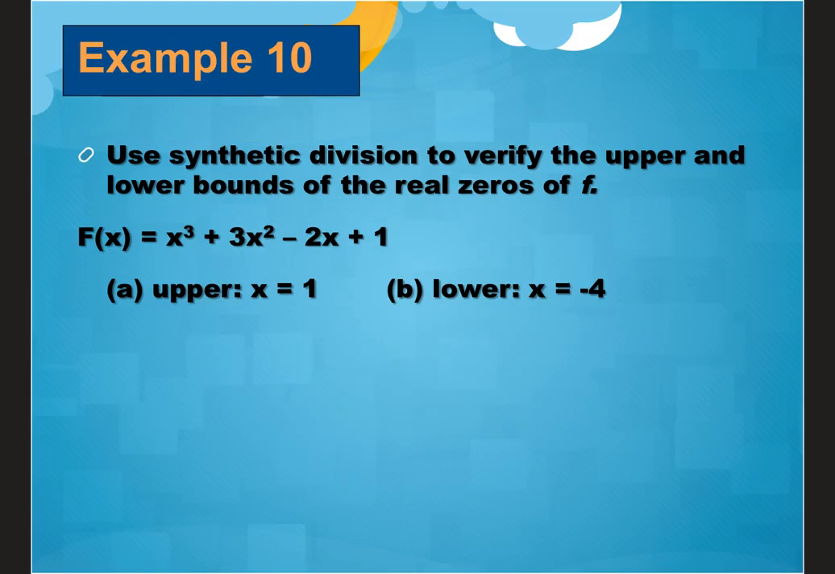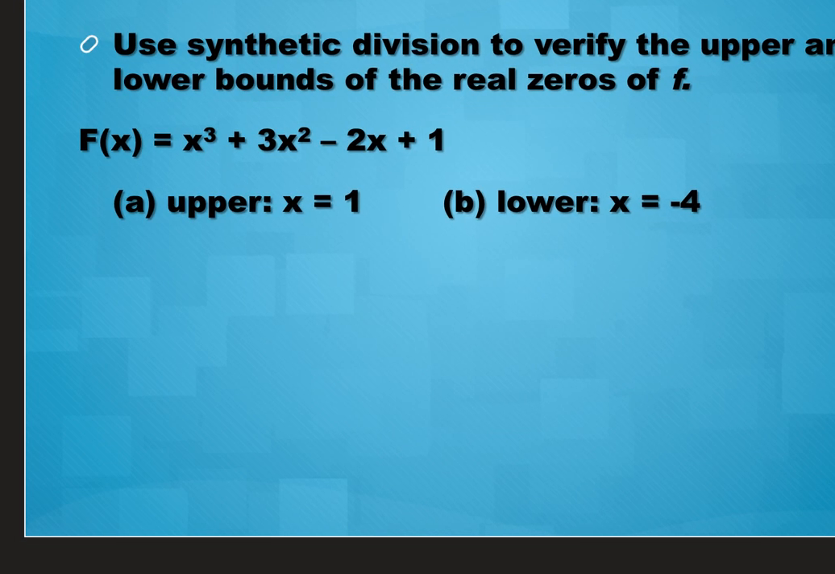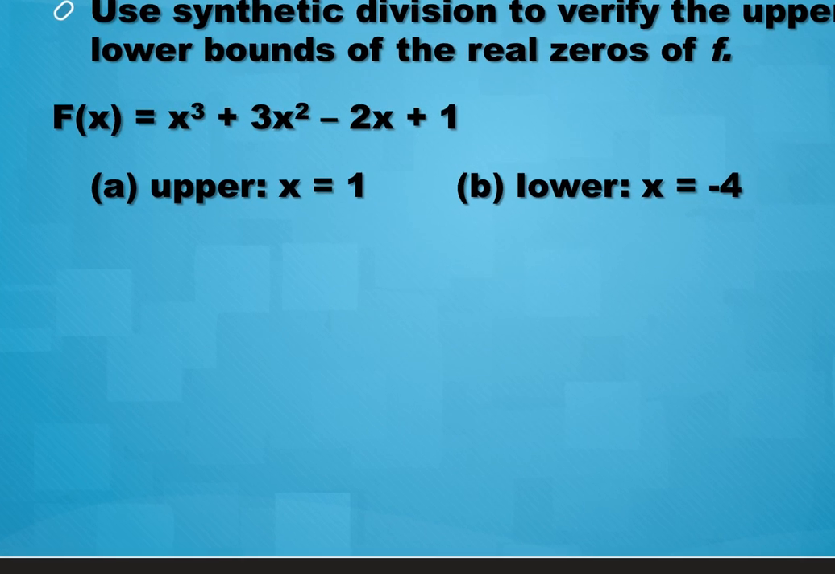So in this example, which is 10, it says use synthetic division to verify the upper and lower bounds of the real zeros of f. So it's actually telling you, here's your function, and A says there's an upper bound of 1, and B says there's a lower bound of -4. So you're just proving it by doing synthetic division and then paying attention to the bottom row.